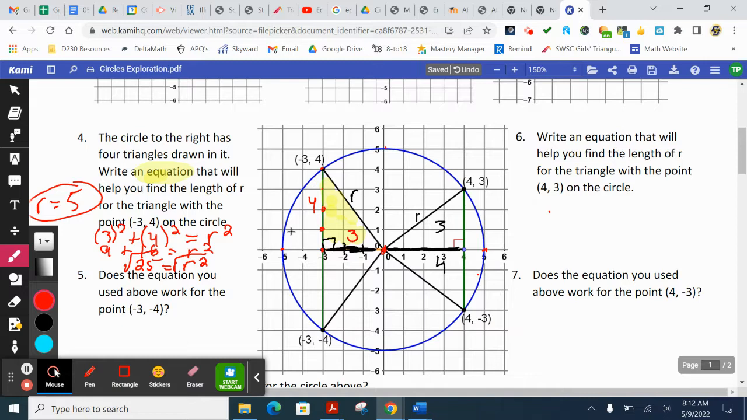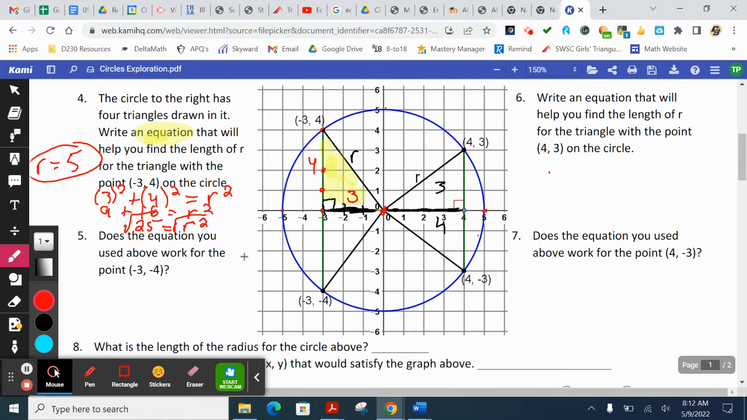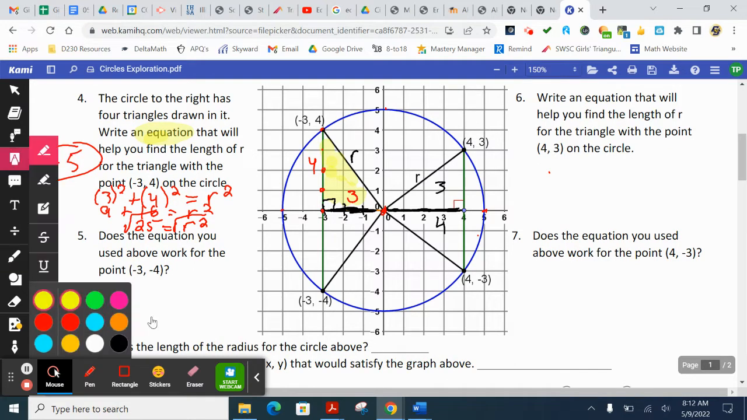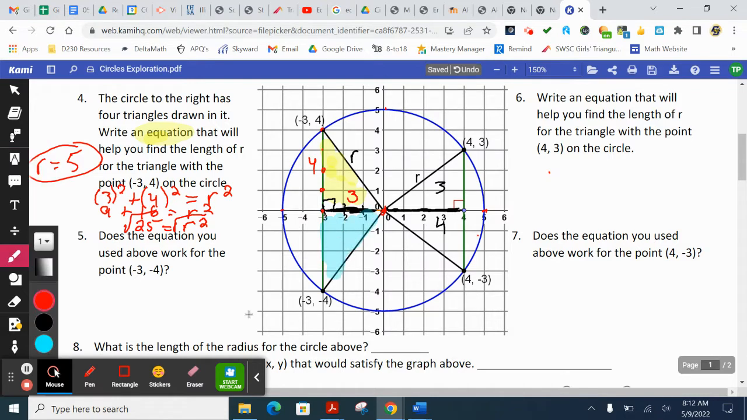Well, go to number 5, and it says, does the equation you use work for the point -3, -4? So now that is giving us this triangle that is down here, because that's where the -3, -4 is at. So let's again label these sides. Doesn't this side right here still have a length of 3? It's the same side that the yellow triangle had. And then if I now go to the blue one, I'm going down 1, 2, 3, 4. So this side has a length of 4. We'll show it one more time, but it should set up the exact same way.